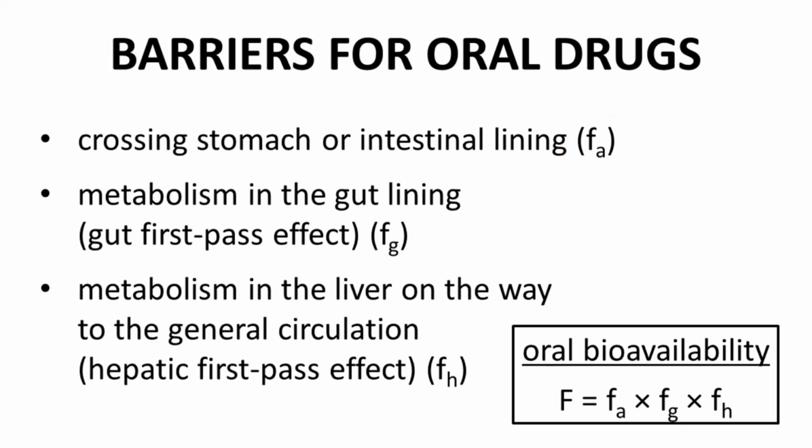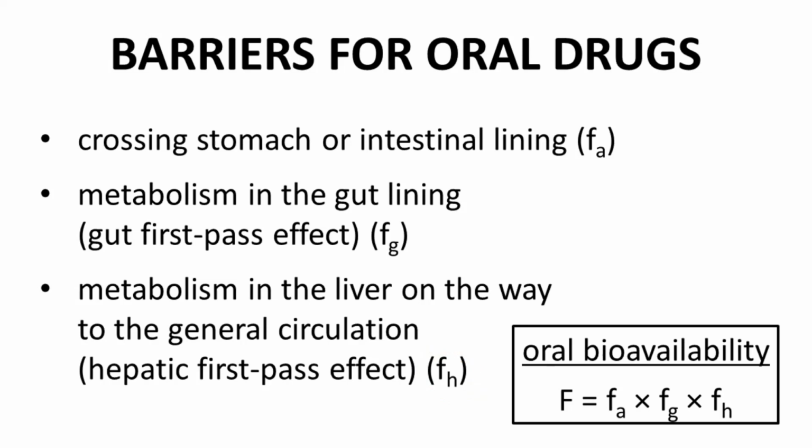The compound may be metabolized in the lining of the gut. This is called the gut or intestinal first pass effect. And Fg is the fraction of drug that is not metabolized. Similarly, the compound can be metabolized as it traverses the liver. This is the hepatic first pass effect. And Fh is the fraction of compound that manages to cross through the liver.